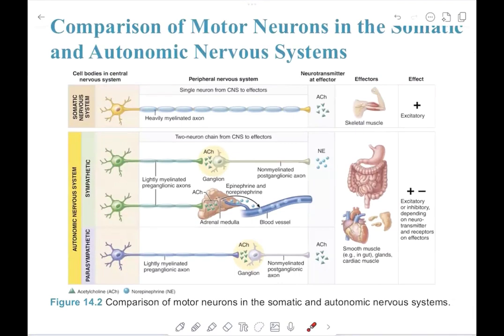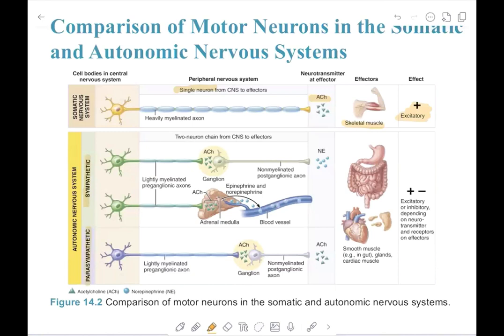So this is a diagram that shows the comparison between the autonomic nervous system and the somatic nervous system. So with the somatic nervous system, it's only one single neuron that goes from the central nervous system to the effectors. It releases acetylcholine, which excites skeletal muscle. So again, that's what you learned about in chapter 9. The autonomic nervous system has two different divisions. It's got one, which is the fight or flight division, the sympathetic division, and it's one that is the rest and digest division.